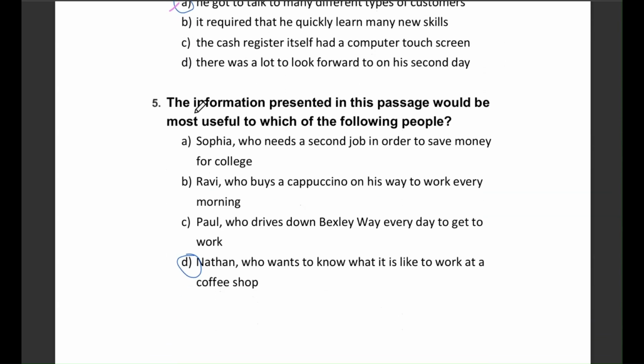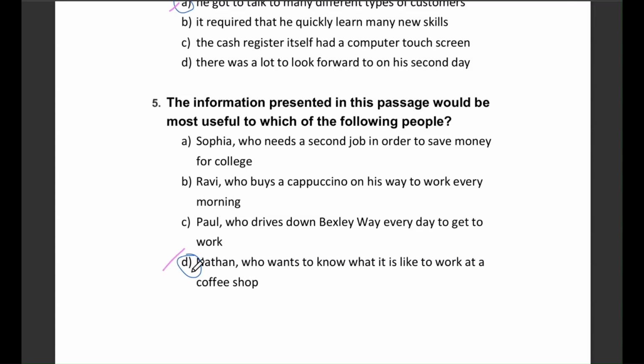And finally, for the passage about Brad, question 5 says, the information presented in this passage would be most useful to which of the following people? The options are A. Sophia, who needs a second job in order to save money for college. B. Ravi, who buys a cappuccino on his way to work every morning. C. Paul, who drives down Bexley Way every day to get to work. Or D. Nathan, who wants to know what it is like to work at a coffee shop. The correct answer is D.